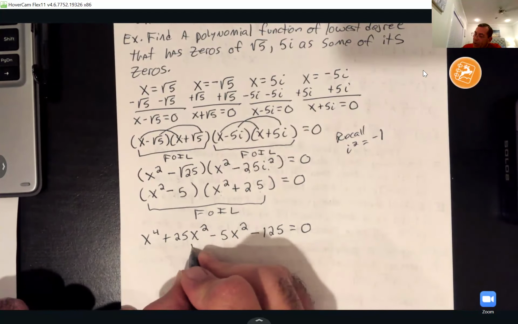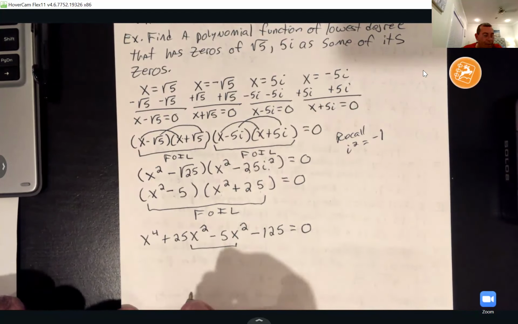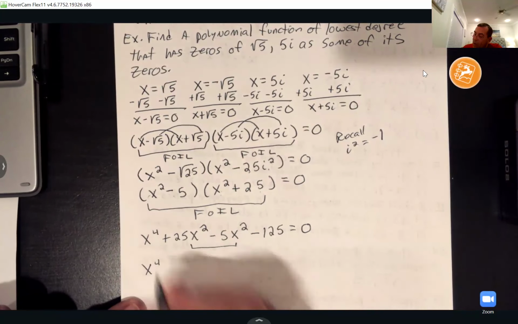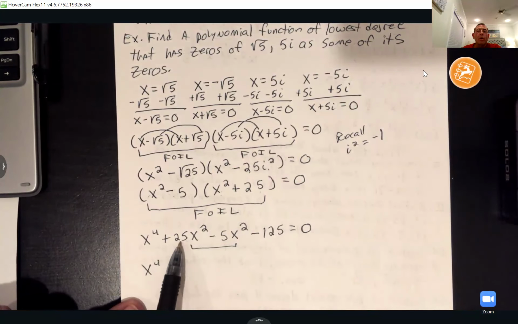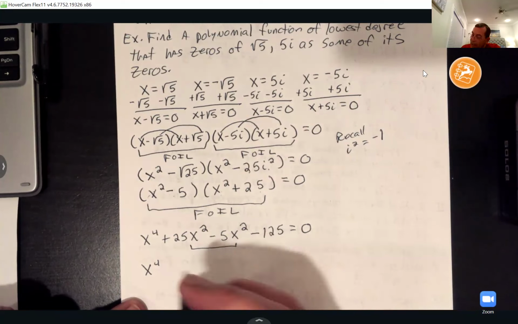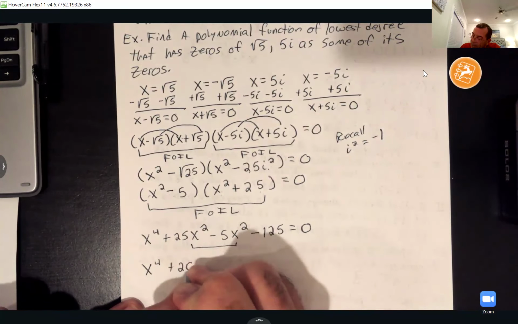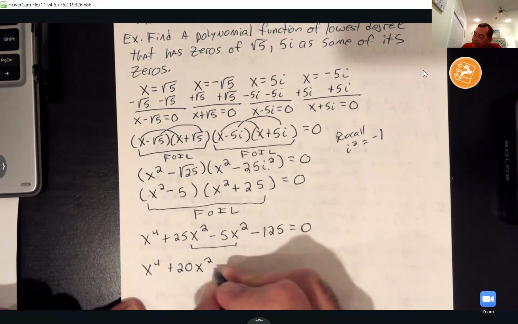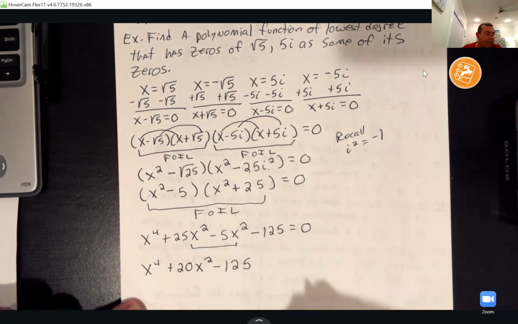So let's see, I got like terms on this one. So I get my x to the 4th. 25x squared minus 5x squared is 20x squared. And then bring down my minus 125.